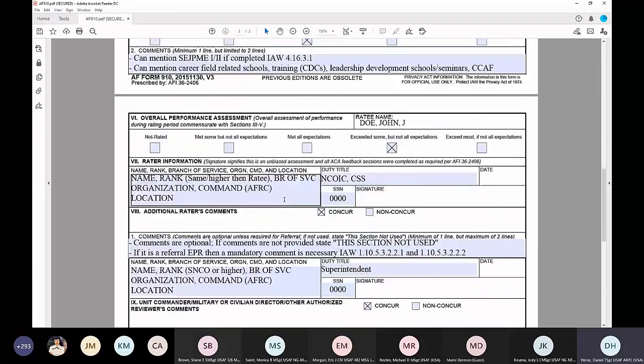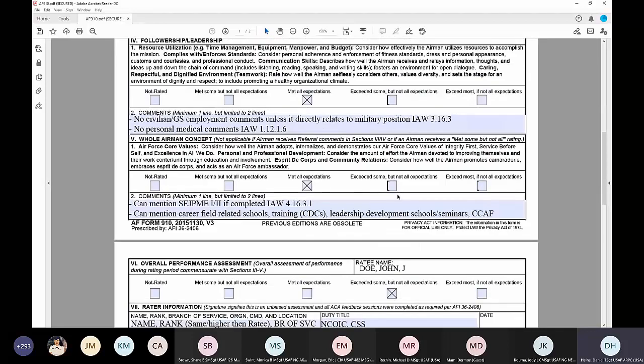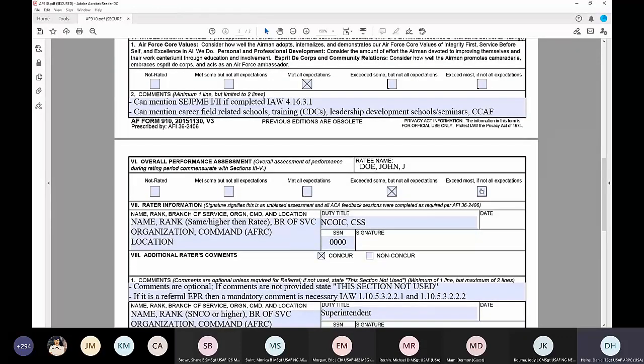Section 6, this is the overall rating for the member. So this is the actual rating that we input here at ARPC into MilPDS. I've seen it where it's an average of these ratings up here. I've seen it where the rater has a different rating. So it's up to the rater to decide the overall performance assessment for the member. So they can pick any of these blocks.